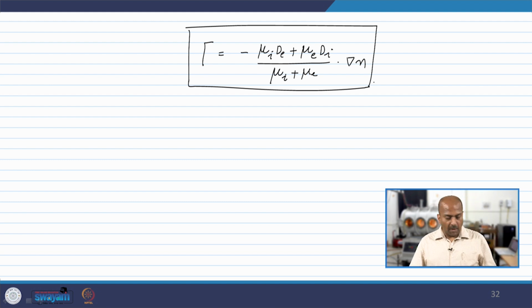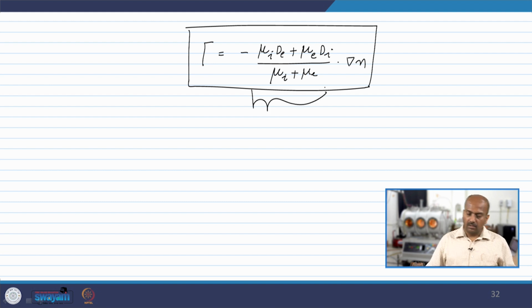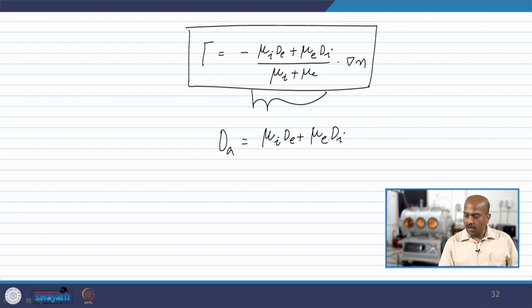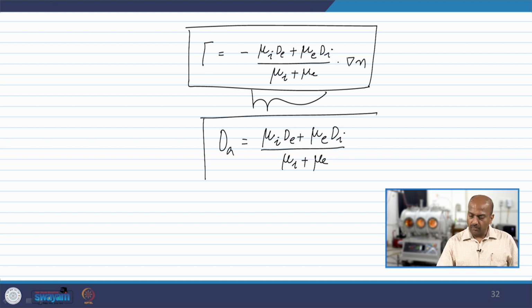Now, this is again Fick's law. We have gotten back to Fick's law, nothing else, but the diffusion coefficient is slightly modified now. This entire thing is the diffusion coefficient. This is the ambipolar diffusion coefficient, which is (μI De + μe DI) divided by (μI + μe). This is the diffusion coefficient, right.